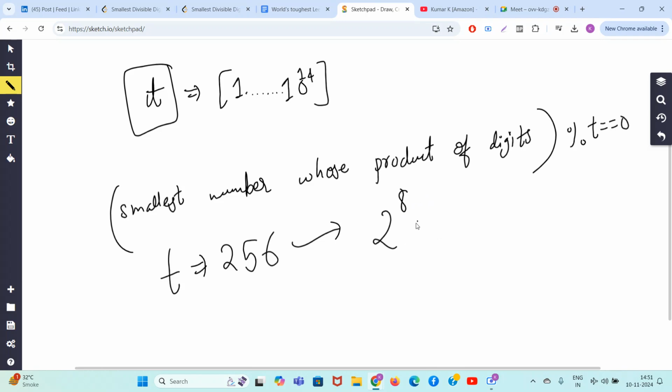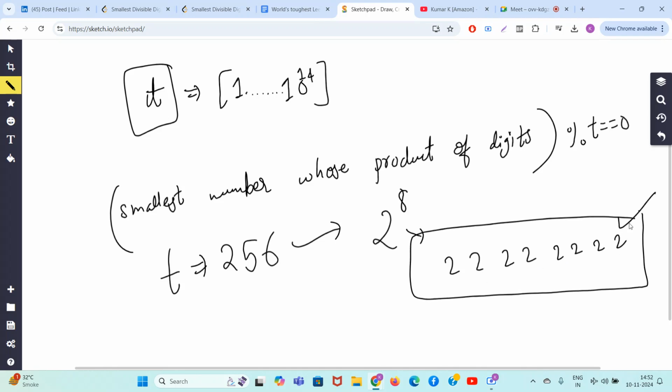So the solution is that you can simply make a string of 2 coming 8 times. And this is correct. This is divisible by t, right? Because you did the prime factorization. Now, whatever number of times the 2 is coming right there, its product is 256 only, which is divisible by 256. So the problem is solved.